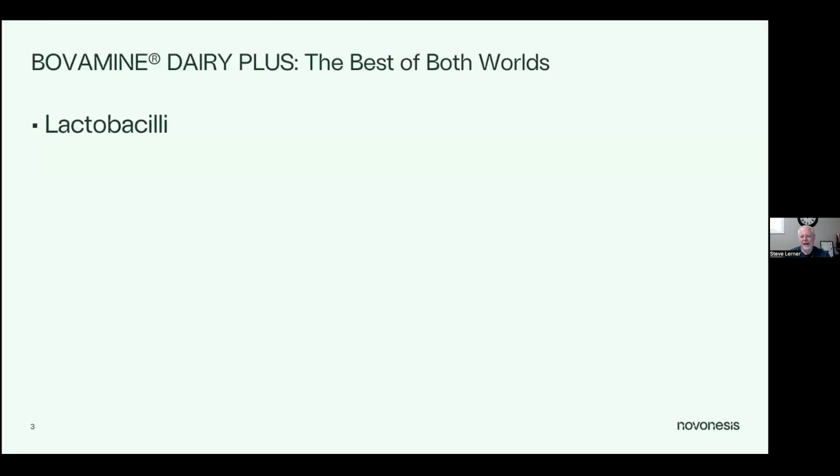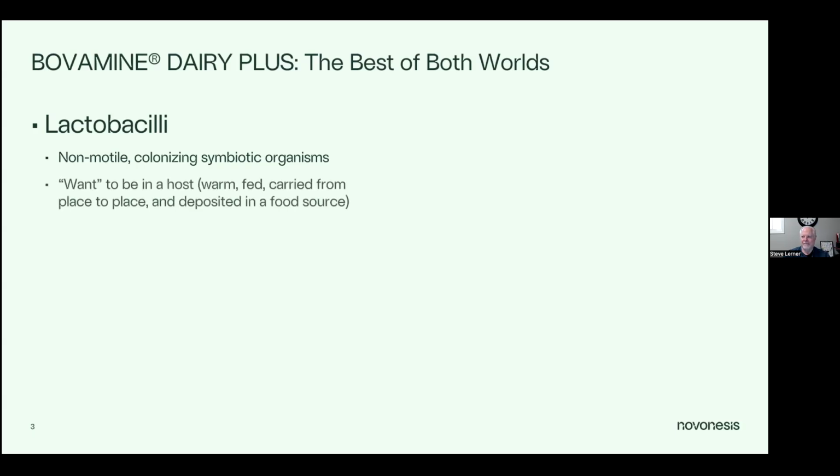To start the story, I want to differentiate between what lactobacillus bacteria bring to the table and contrast that with what bacilli bring. Lactobacilli are non-motile colony-forming organisms. They're consumed, they populate the digestive system, they'll find attachment points within the digestive tract, let's say in the intestines. They will spread out like carpets. They are very good at converting sugars to acids, reducing the pH in the environment.